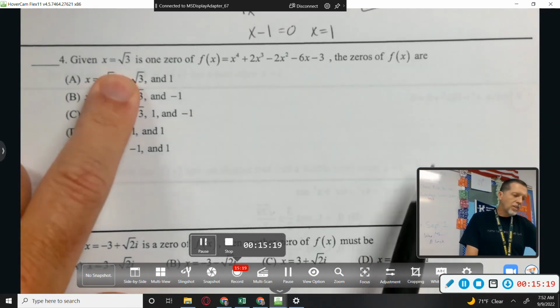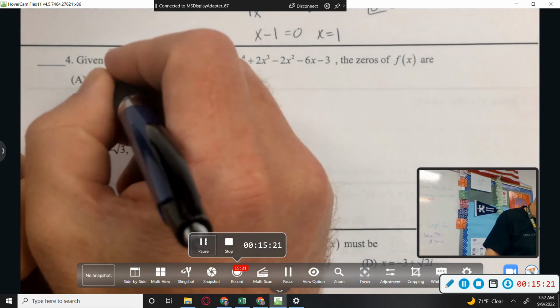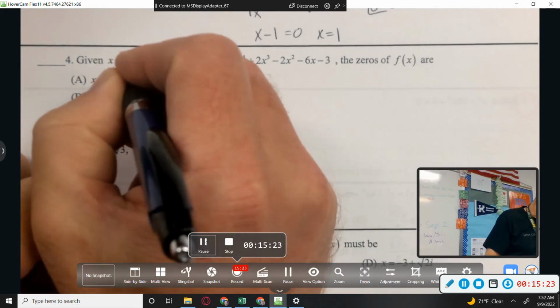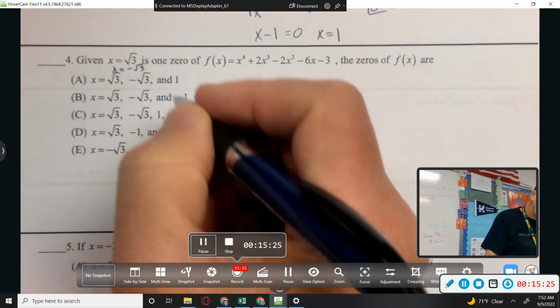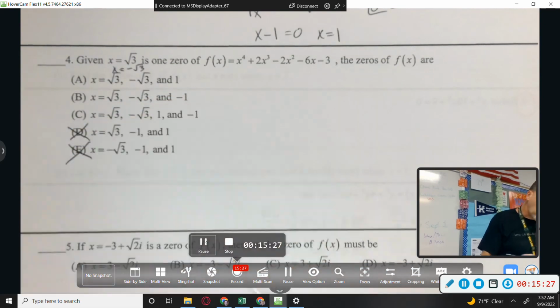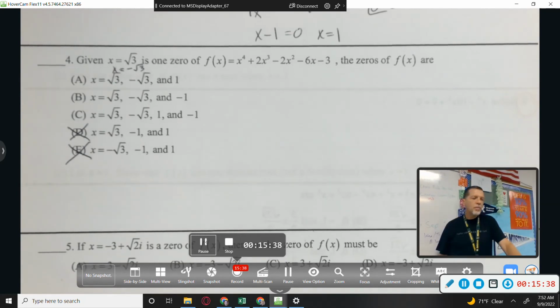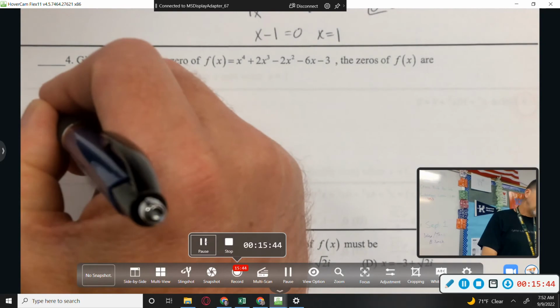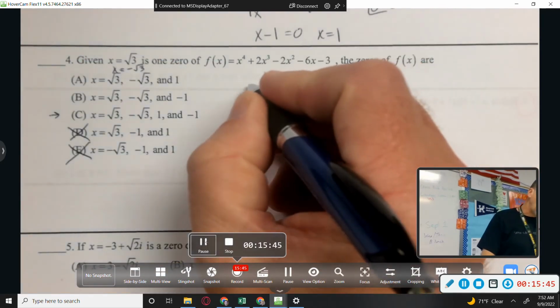If x equals positive root 3 is a root, then that means x equals negative root 3 is a root. So I can throw out a couple of those answers. The only one with 4 is C, right? And the only one, well, yes, but it could be a double root thing going on. So C is tempting, but I don't know that we can say that for sure.